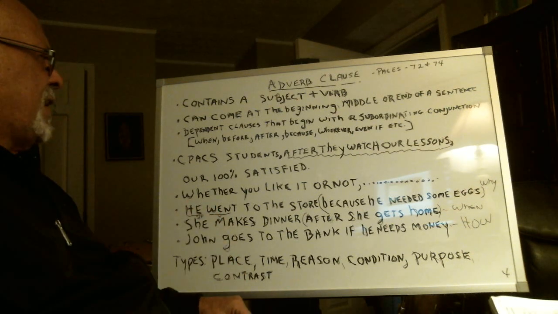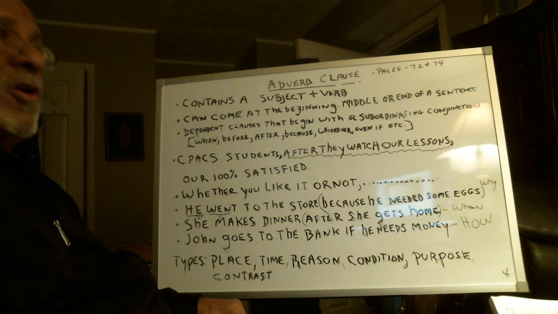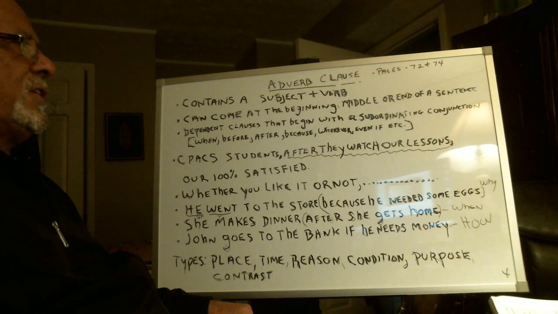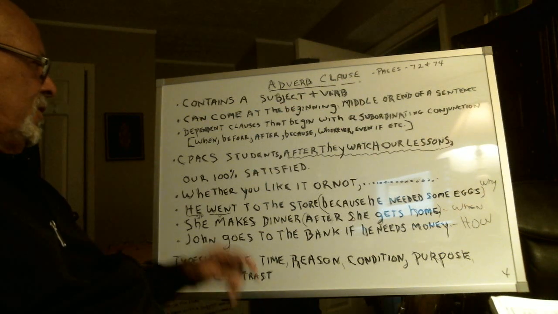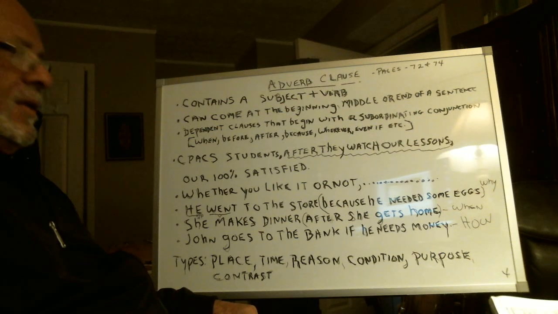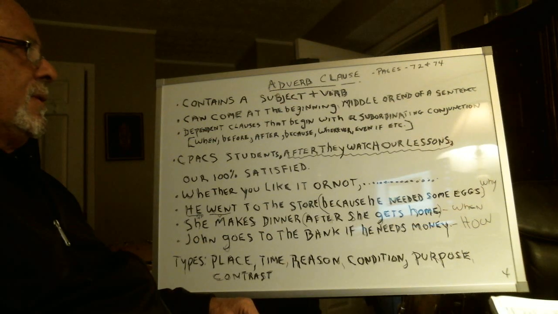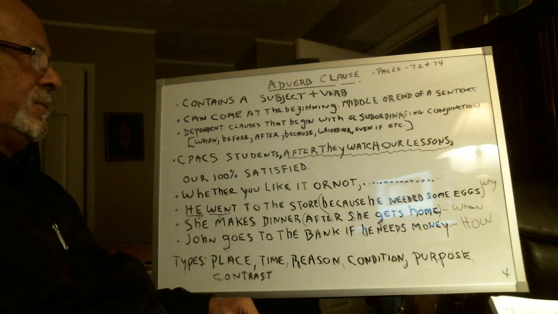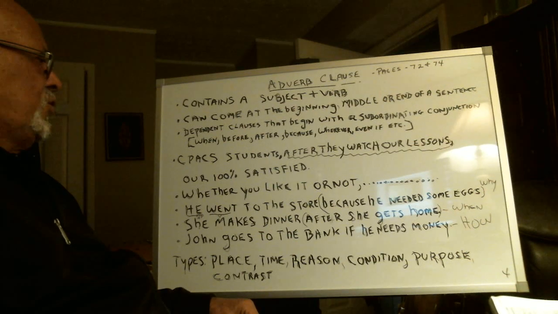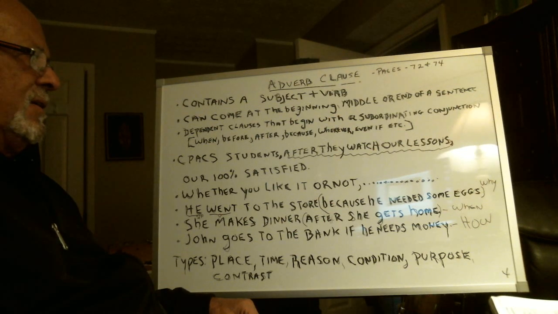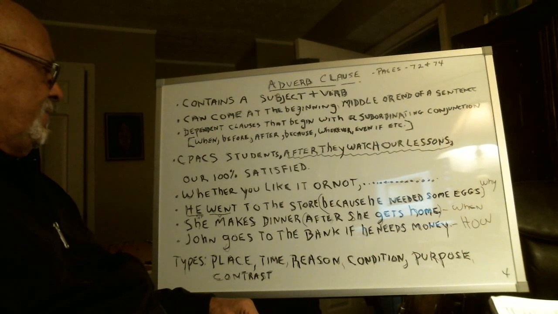And the sentences that we worked on with adverb clauses: He went to the store. Why? Because he needed some eggs. Because he needed some eggs, adverb clause. She makes dinner after she gets home. When does she make dinner? After she gets home. John goes to the bank if he needs money. How does he go to the bank? If he needs money.